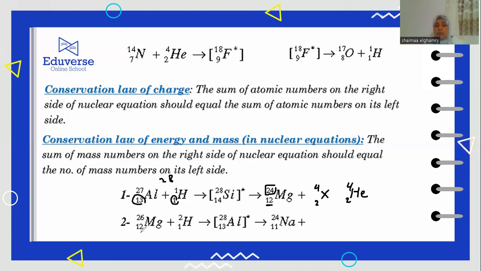Here in the second equation, 12 plus 1, 13. We have sodium 11. So we need here 2. In what? In the atomic number. In mass number, 26 plus 2, it's 28. And here sodium has 24, so we need also mass number 4, so it will be alpha particle, which is 2, 4.